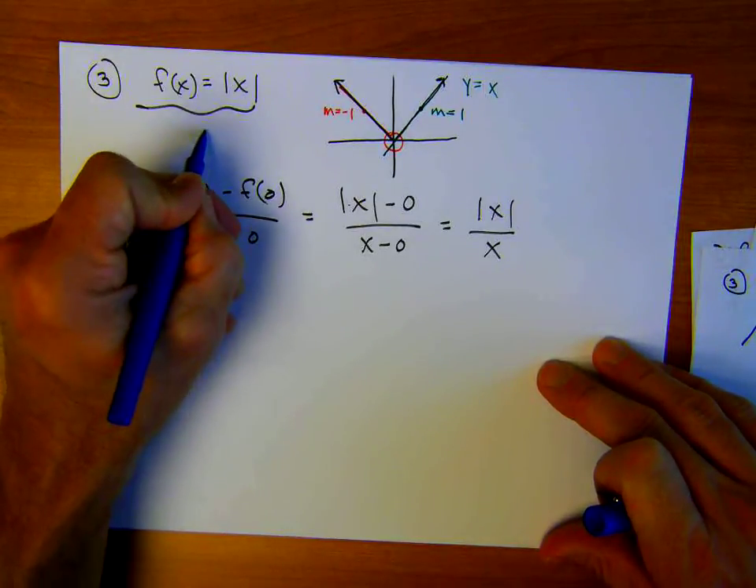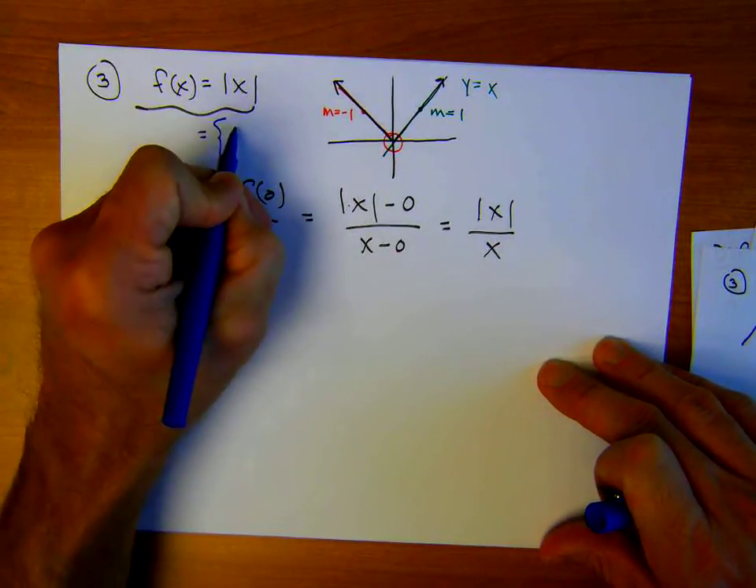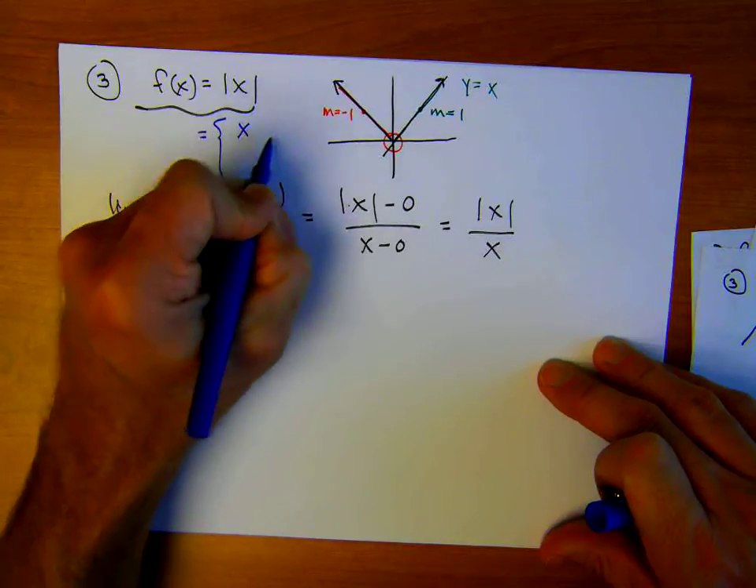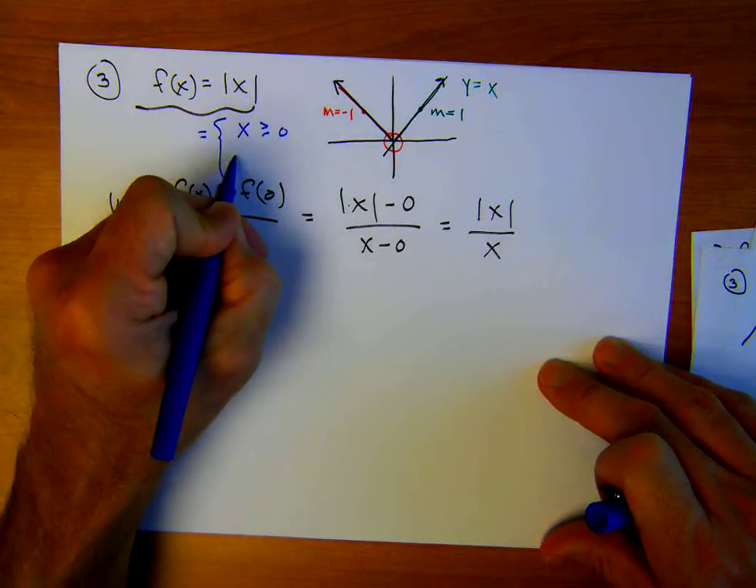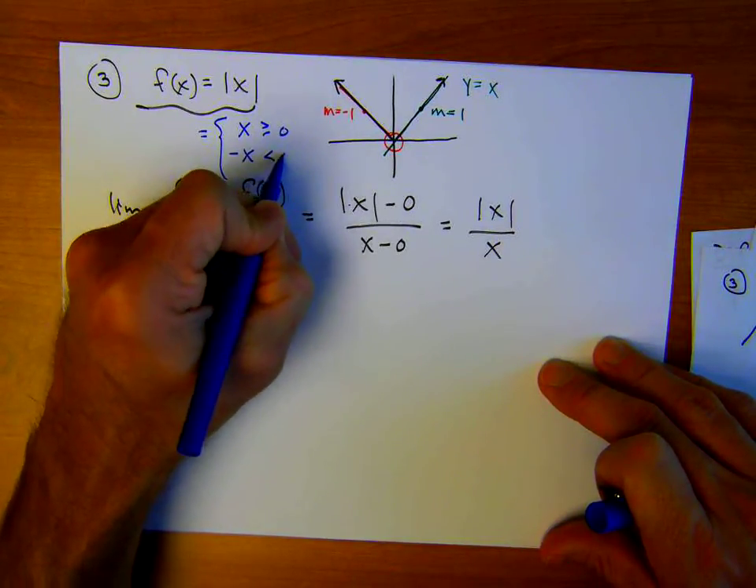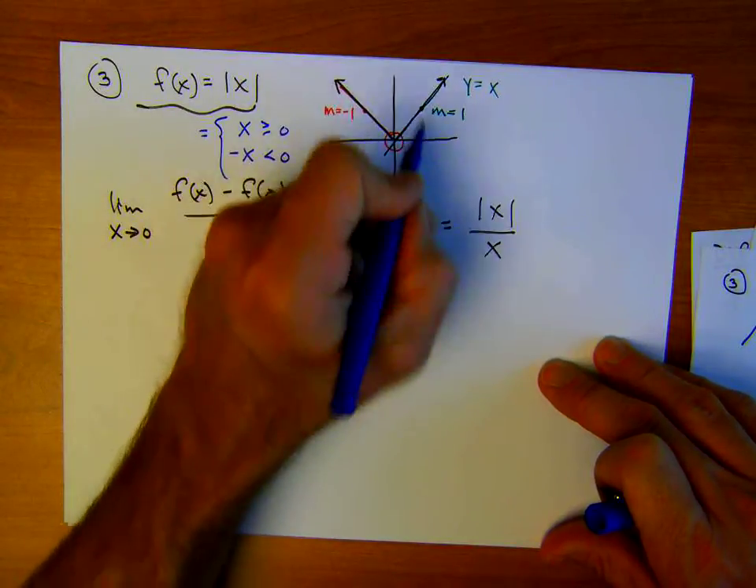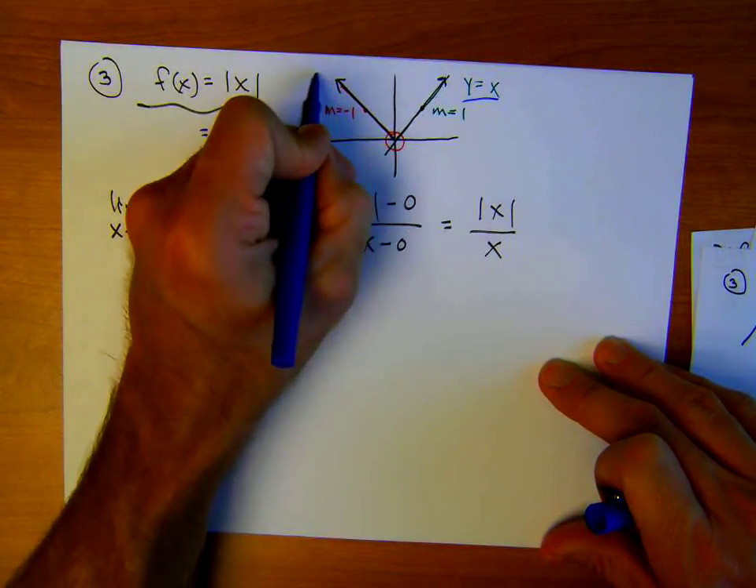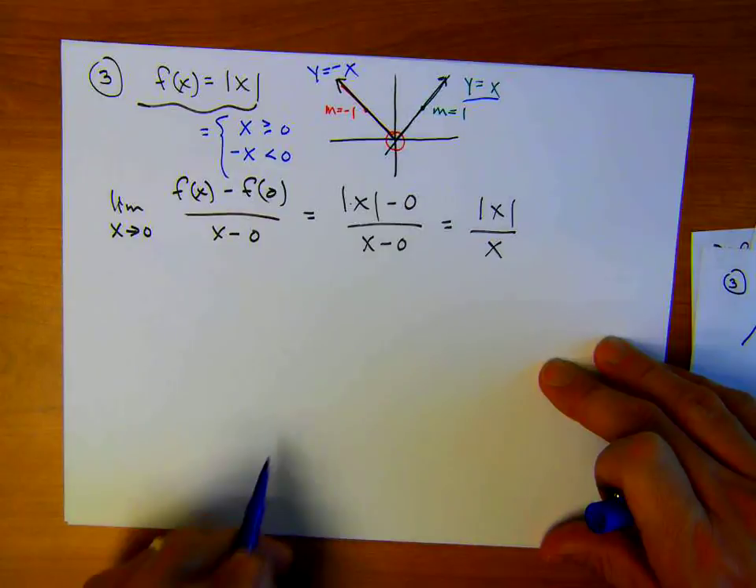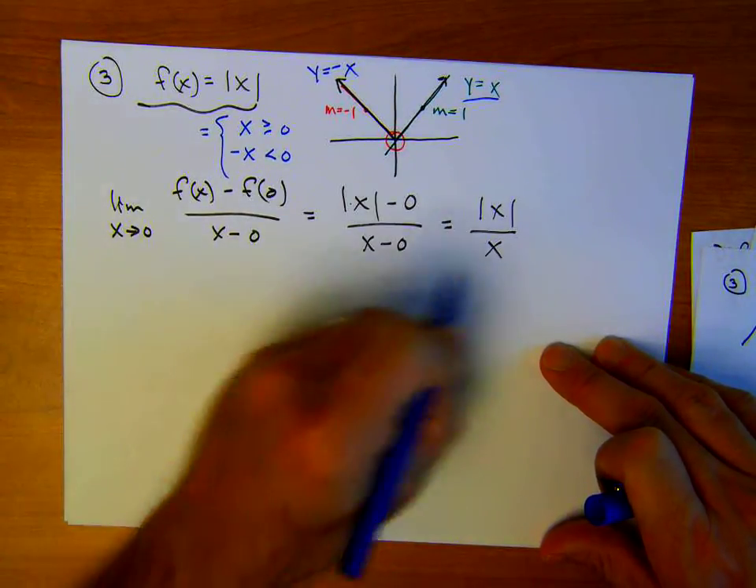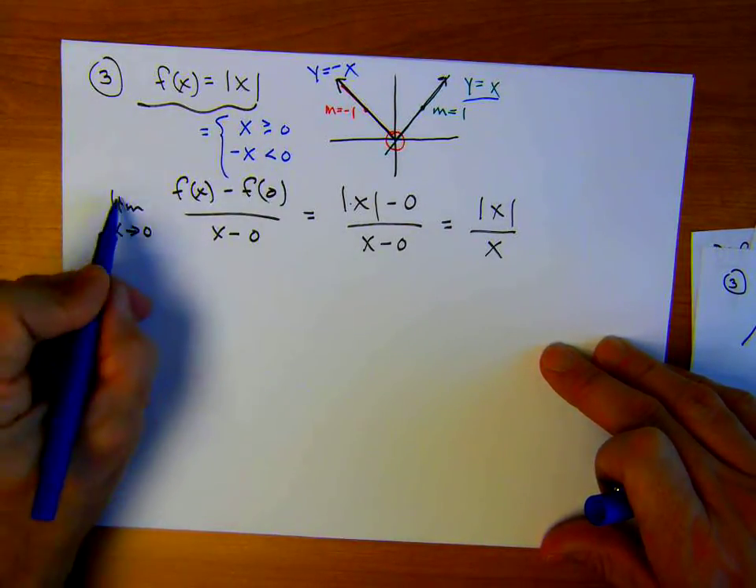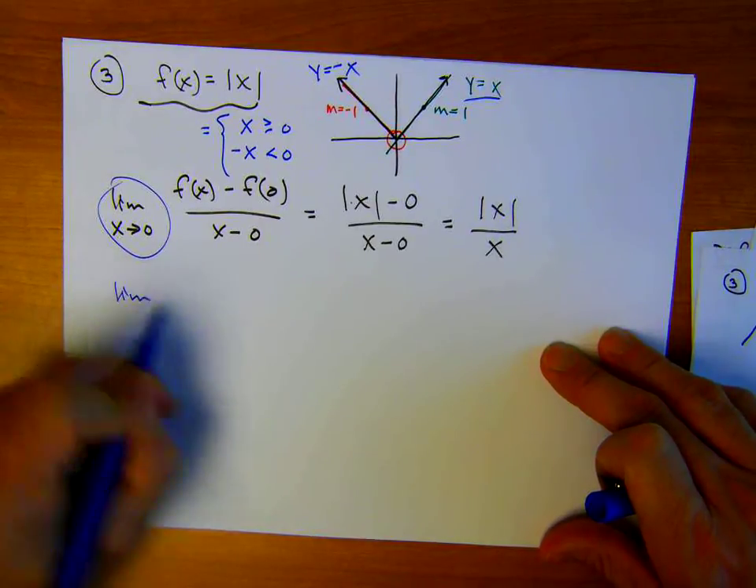So we could rewrite absolute value as x when x is greater than or equal to 0, or negative x when x is negative, right? That's what we have going on right here. This side of it is y equals x, this side of it is y equals negative x, all right? So now we're going to have to break up this limit into the left and right hand limits.